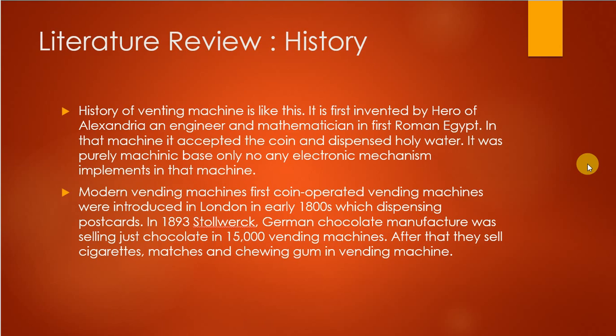After that, some evolution came, and the modern vending machine was invented, operated with coins only, and it was introduced in London in the early 1880s. That vending machine was used just for postcards. After that, with further evolution, they sold stationery like postcards, greeting cards, pens and similar items. In 1980, Stollwerck, the German chocolate manufacturer, was selling chocolate with the help of vending machines, more than 15,000 all over Germany. Later on, they also sold cigarettes, matches and chewing gum with these vending machines.